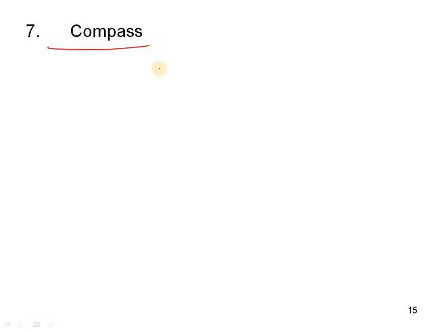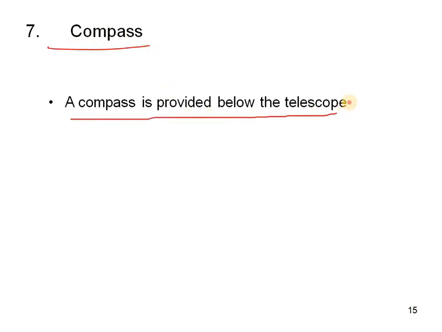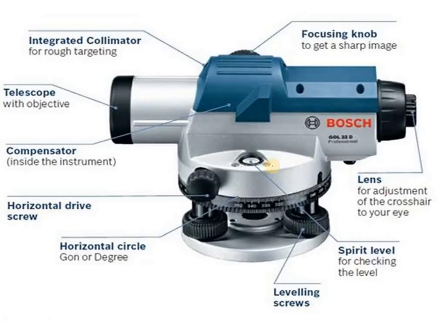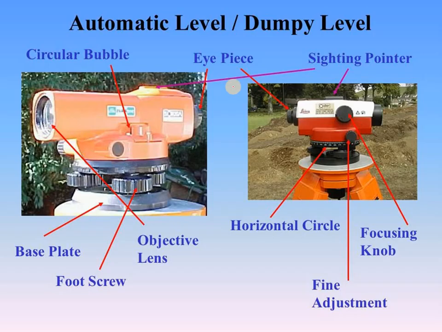And the next one is the compass. A compass is provided below the telescope. We can check the readings in that also, angles, and it is used for taking the magnetic bearing of lines. Only the magnetic bearing of lines will be taken. So this is our dumpy level instrument. And we can see here the differences also, between the automatic level and the dumpy level.